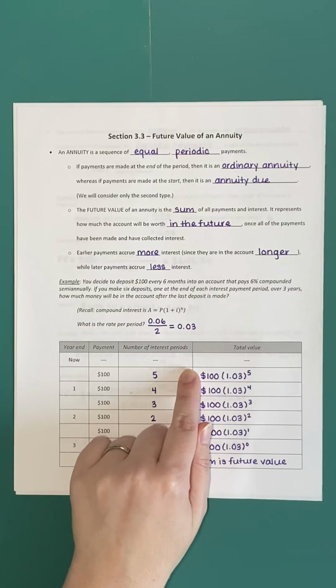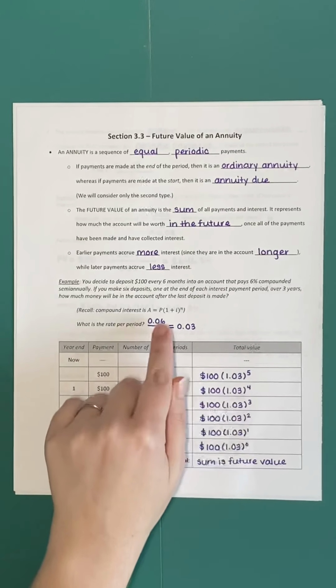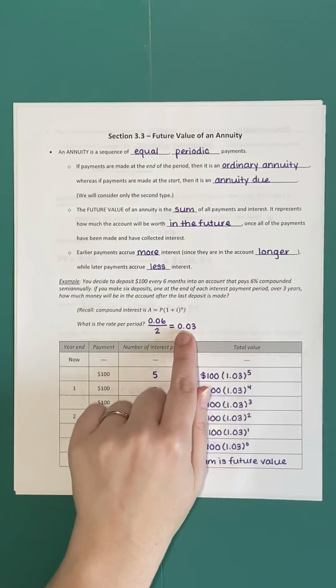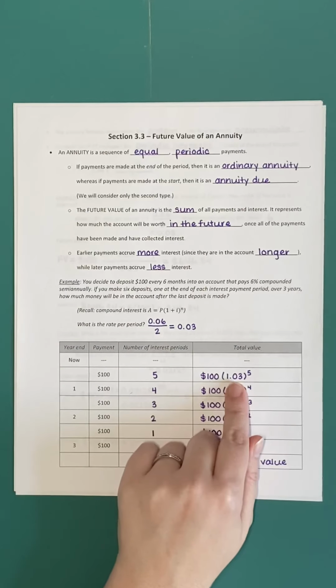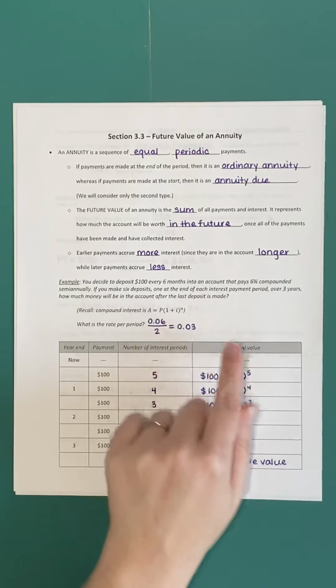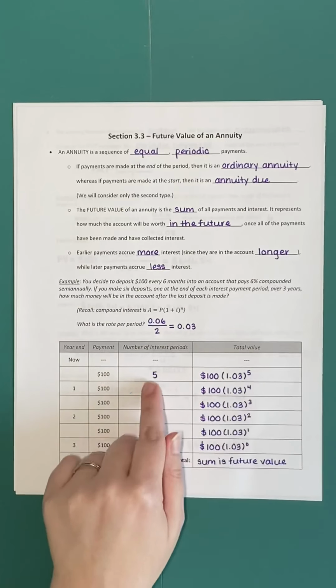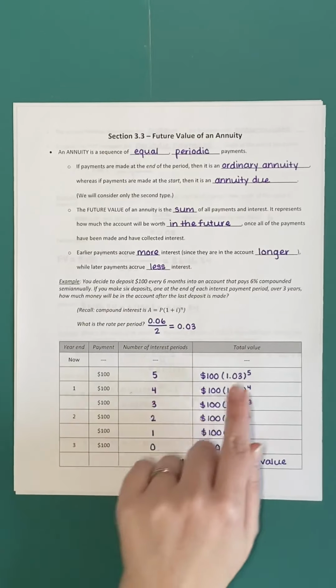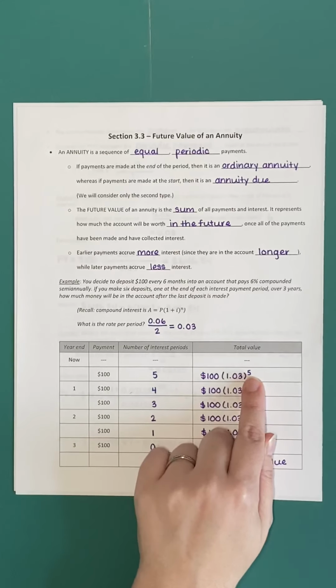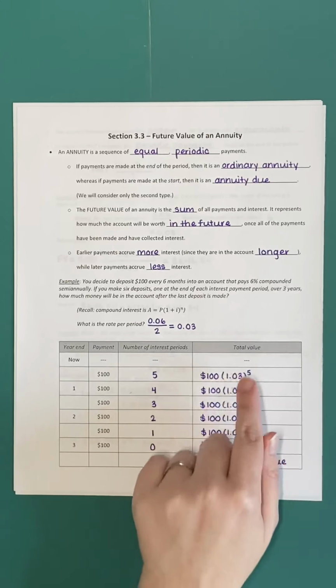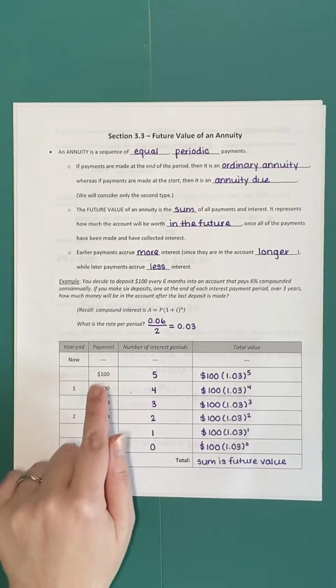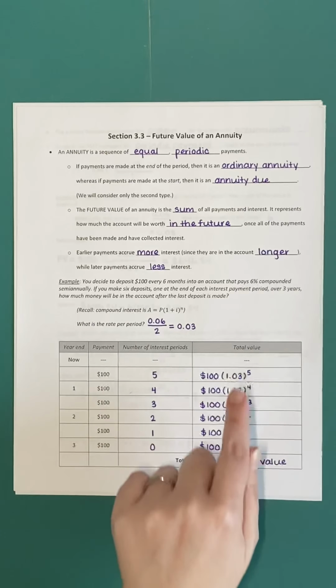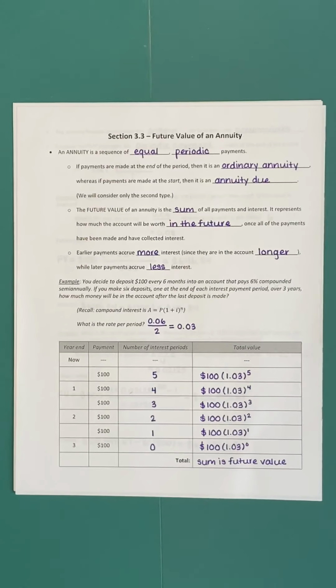So the value of this $100 at the end of 3 years is represented by this particular value. So it's going to be 100 times 1 plus 0.03, which is 1.03, and then it's raised to the 5th power because this particular amount sits in the account for 5 interest periods. So whatever this value is, this represents how much that $100 is going to be worth 5 interest periods in the future once we reinvestigate the value of the account.